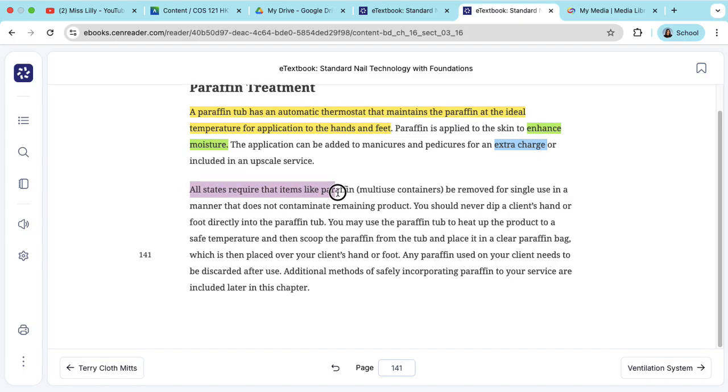All states require that items like paraffin be removed for single use in a manner that does not contaminate the remaining product. So an example would be, I will have a scoop and I will scoop that into a plastic bag for that purpose, and then I will put the client's hand in that little bag with the paraffin inside. Not stick the client's hand directly into the paraffin container.